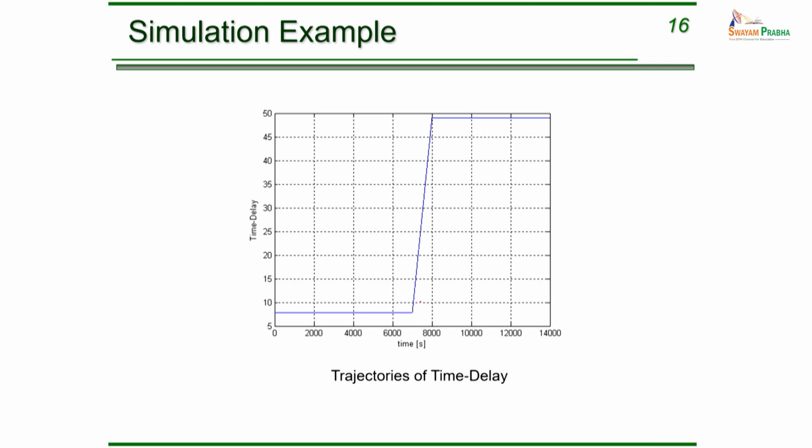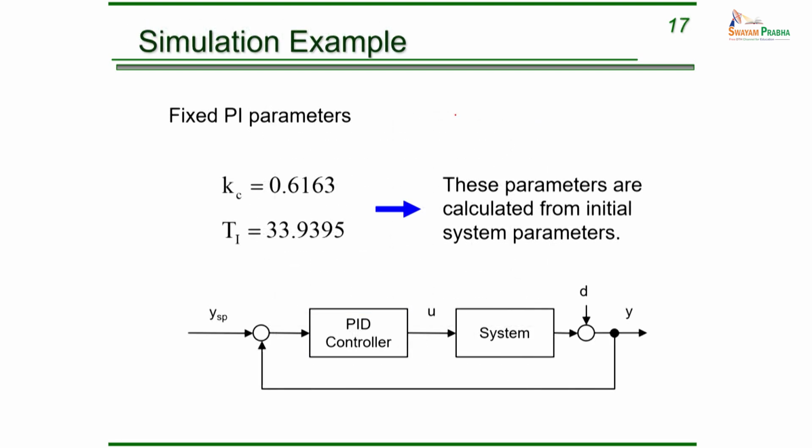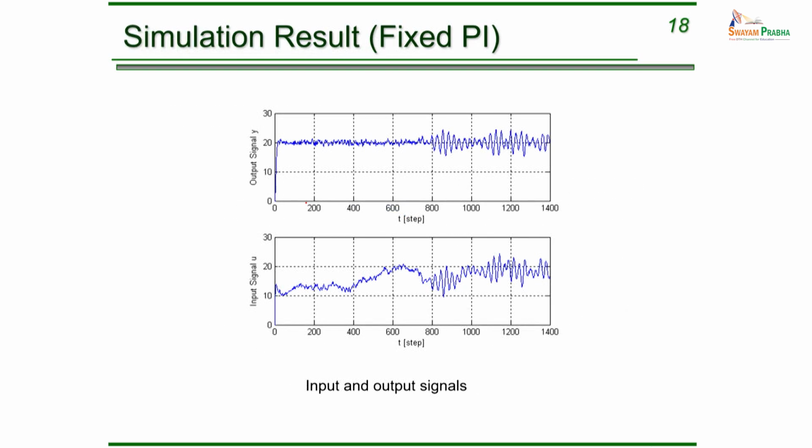The process is such that the delay changes significantly at the 7,000 second interval, from roughly less than 10, 7 units of time, to almost 49 units of time. The fixed PI parameters for a fixed PID control system are shown here. These parameters are calculated from the initial value of the system parameters, and here is the result.